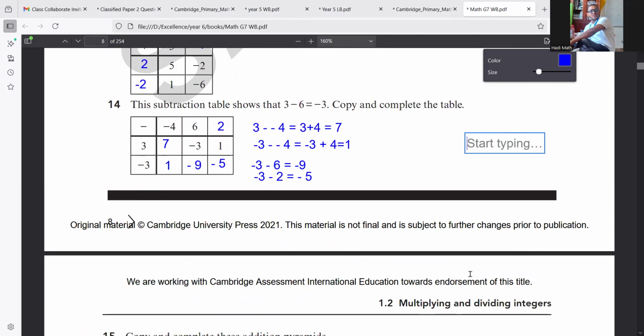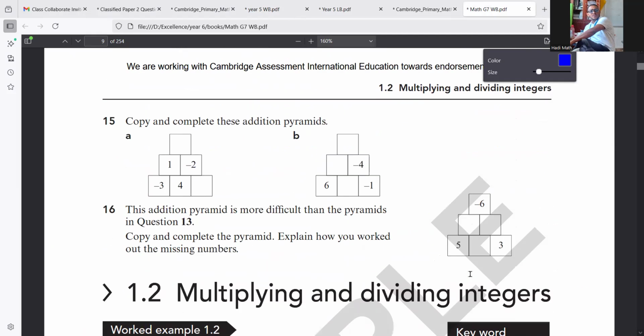Let's go to question number 15. They say copy and complete this addition pyramid. Let's see. They say -3 and 4, they give you 1. And then 1 and -2, they give you -1. And 4 with which number gives you -2? So 4 with -6 will give you -2.